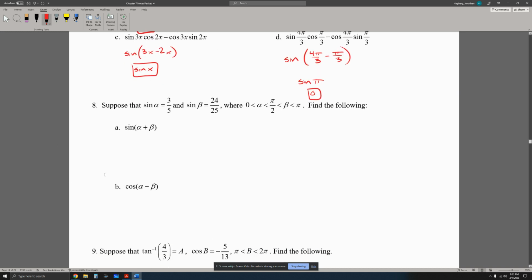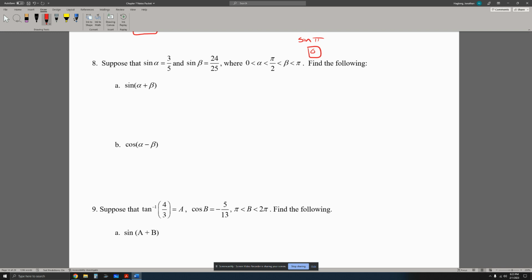All right. Number 8. Suppose that we have the sine of alpha is equal to 3 over 5, and the sine of beta is equal to 24 over 25, where alpha is between 0 and pi halves, and where beta is between pi halves and pi. So this tells me that angle alpha is in quadrant 1, since it's between 0 and pi halves, and beta being between pi halves and pi tells me that we're in quadrant 2. So let's go ahead and draw a diagram of this.